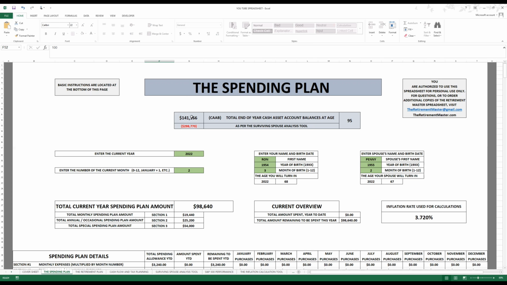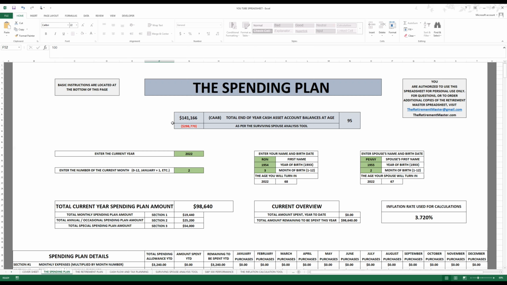Now, what this block is telling me is I have $141,166 remaining in my cash asset account balances at age 95. So if I want my money to last till 95 in those cash accounts, I have an excess of that. So I've got a positive number according to what I've entered for my assets and my income, according to what I've entered for my spending during my retirement years. I have an excess of money and I am ready and good to go for retirement.